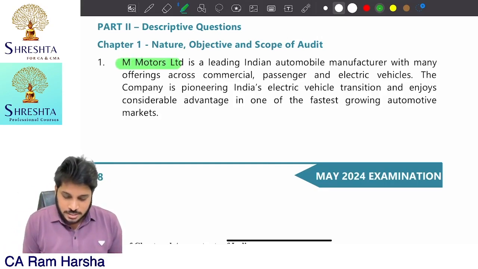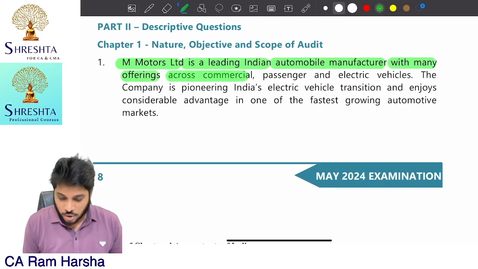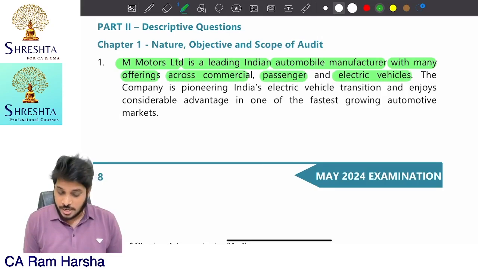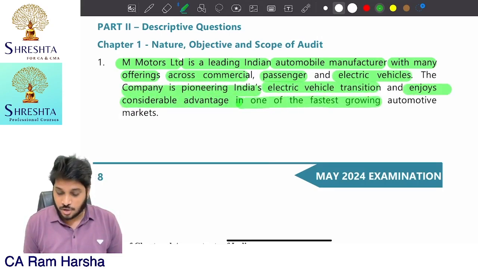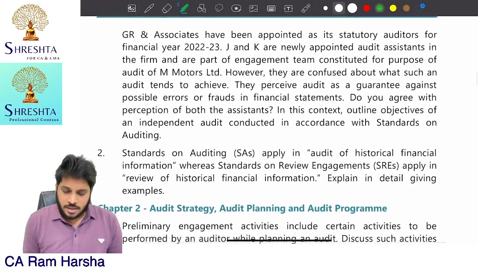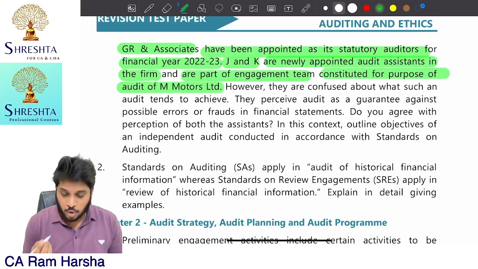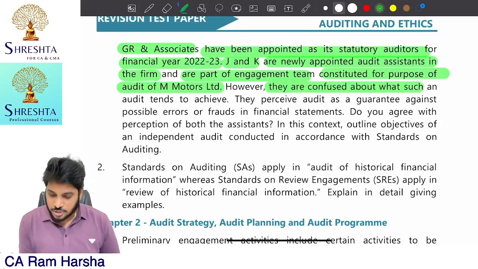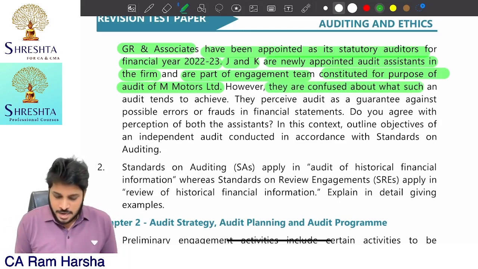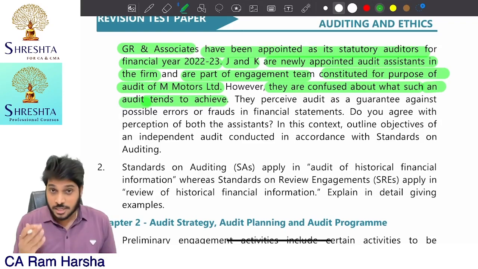M Motors Limited is a leading Indian automobile manufacturer with many offerings across commercial, passenger and electric vehicles. The company is pioneering India's electric vehicle transition and enjoys considerable advantage in one of the fast growing automotive markets. GR and Associates have been appointed as statutory auditor for the year 2023. J and K are newly appointed audit assistants in the firm and are part of the engagement team constituted for the purpose of audit of M Motors Limited. However, they are confused about what such an audit tends to achieve. What is the objective of audit?